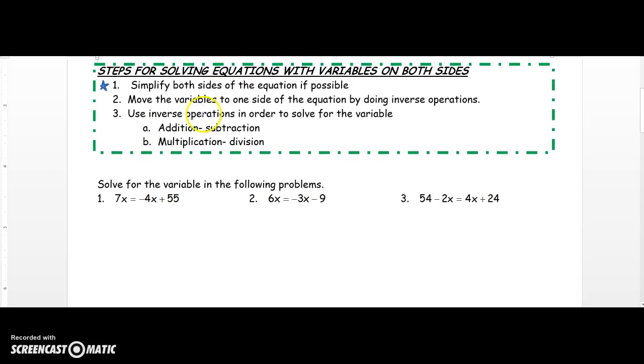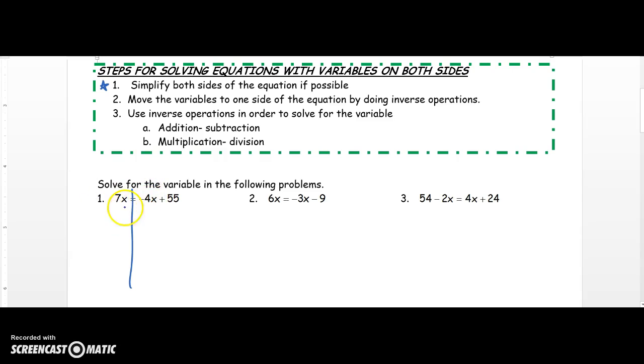So first we want to simplify both sides. So here's both sides of the equation, side 1, side 2. There's no like terms over here since there's only one term. Over here, negative 4x and 55 are not like terms because of the x. So move the variable to one side of the equation. Notice there are variables on two sides of the equation. We want it alone on one side. The x is already alone over here.